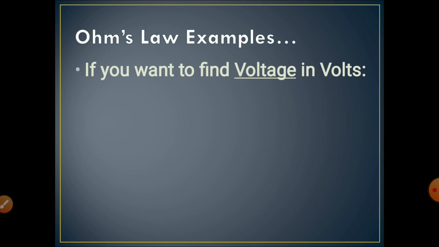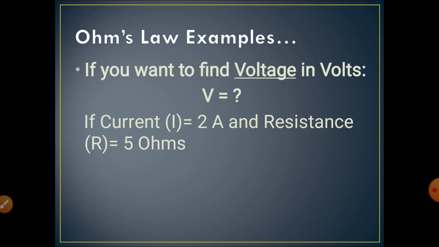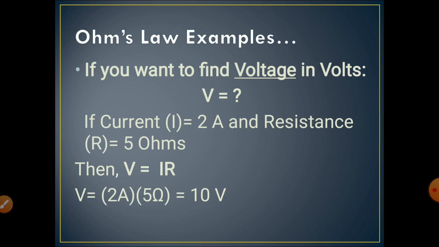Ohm's law examples. We have to find the voltage. Using Ohm's law, it is given that current I is equal to 2 amps and resistance R is equal to 5 ohm. We have to calculate voltage according to Ohm's law. V is equal to IR. We already know I and R, so we substitute I is equal to 2, R is equal to 5. We multiply 2 into 5 is equal to 10, so voltage is equal to 10 volt.